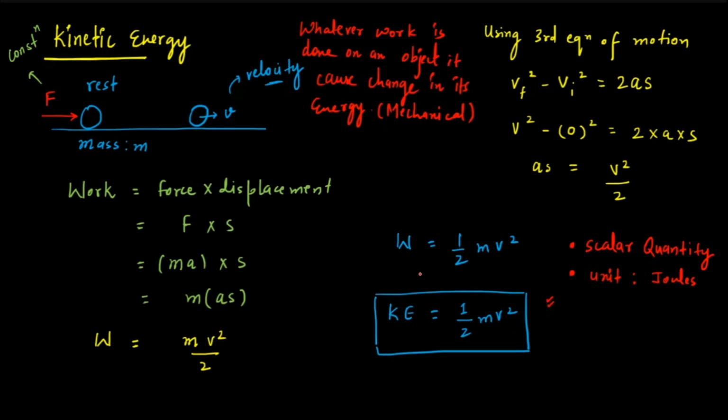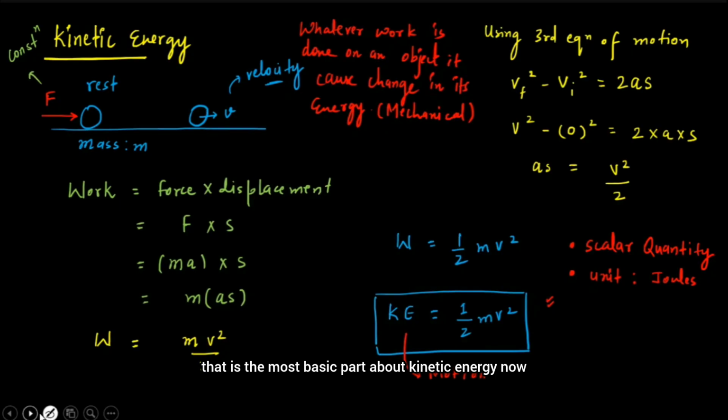And kinetic energy is something which is associated with motion. So if an object is in motion, or you can say if an object is moving with a certain velocity, and that too a constant velocity, we can simply say that the object must possess kinetic energy. That is the most basic part about kinetic energy.